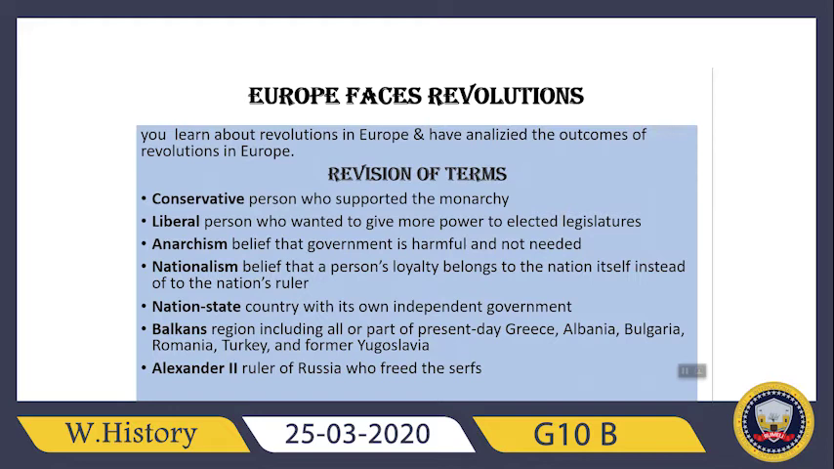Then it's the name of a region, the Balkans. The Balkans is a region including all or part of present-day Greece, Albania, Bulgaria, Romania, and Turkey. All this region is known as the Balkans. And then Alexander, ruler of Russia, who freed the serfs.